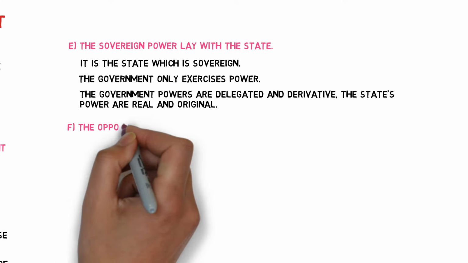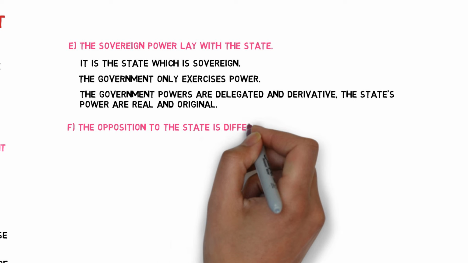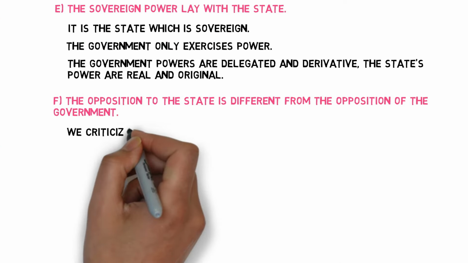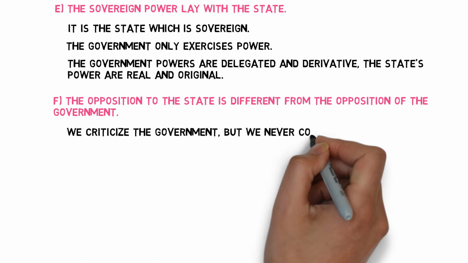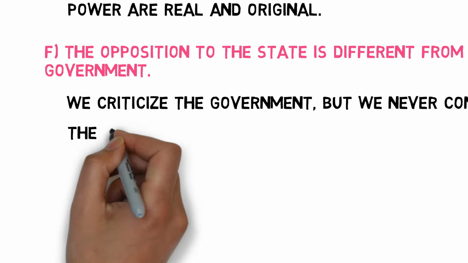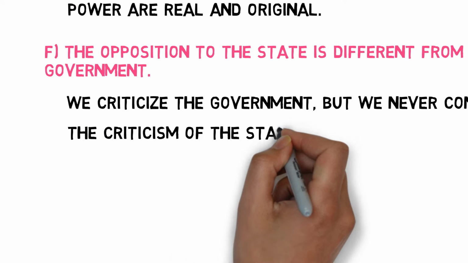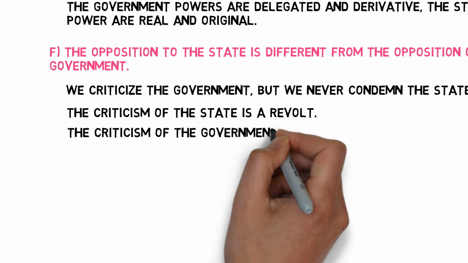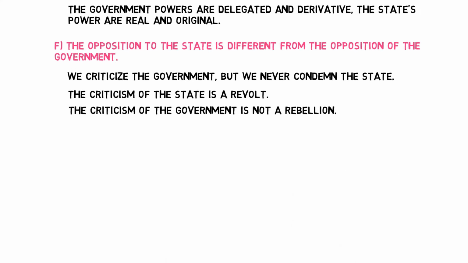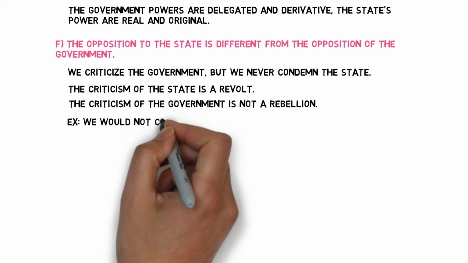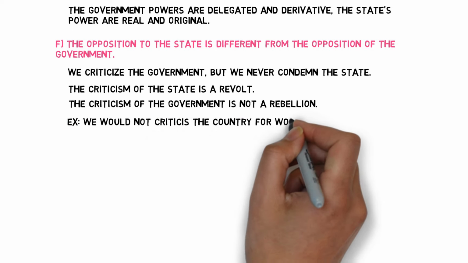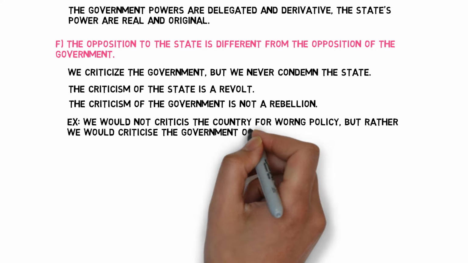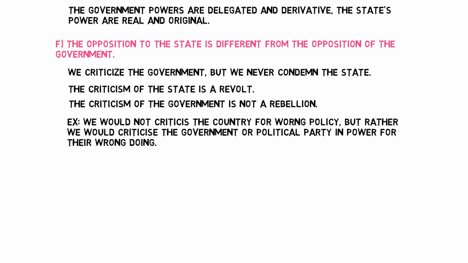Next, the opposition to the state is different from the opposition to the government. We criticize the government, but we never condemn the state. The criticism of the state is a revolt, whereas the criticism of the government is not a rebellion. For example, we would not criticize the country for a wrong policy, but rather we would criticize the government or a political party in power for their wrongdoings.